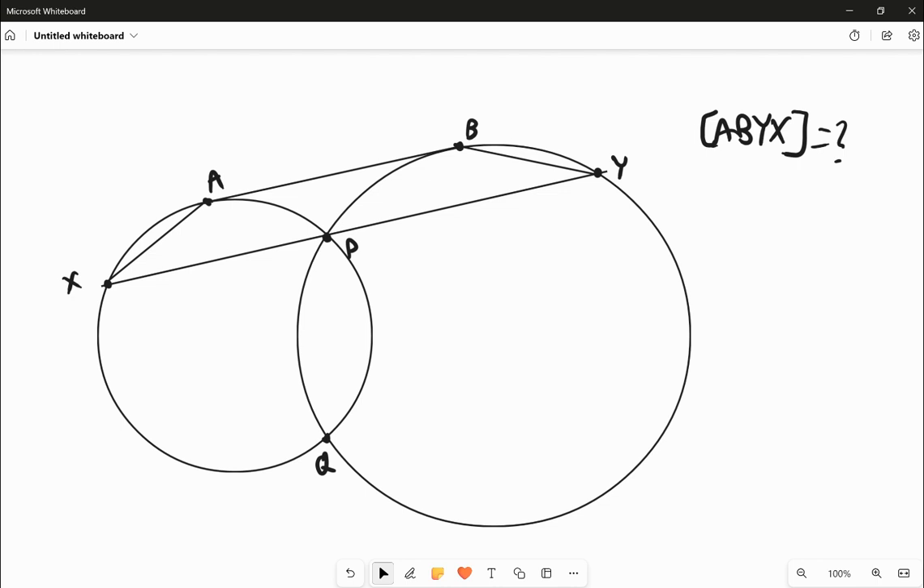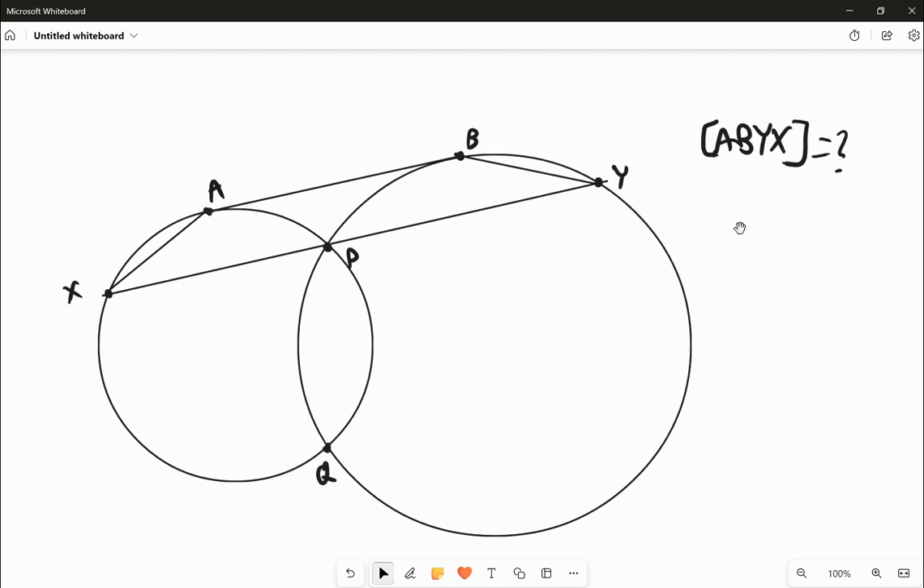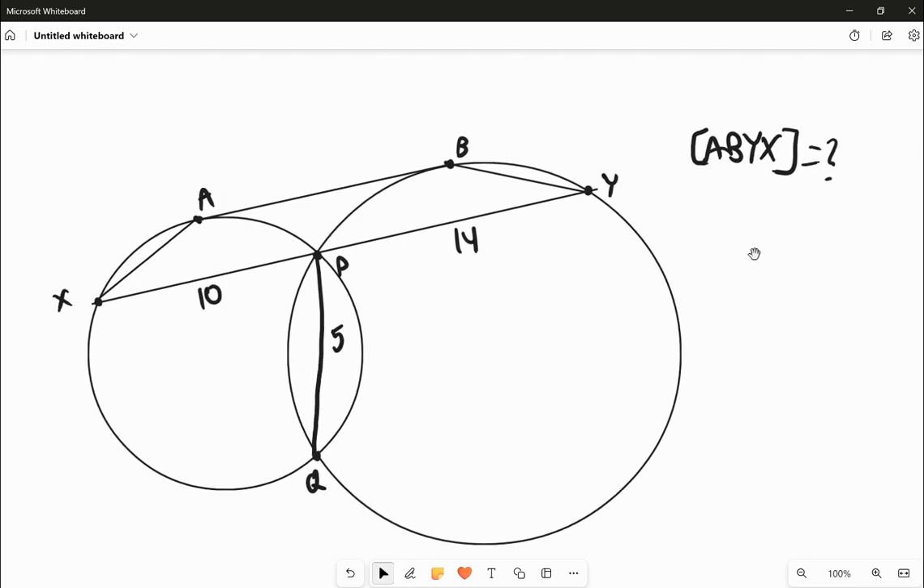So how can we get started on this problem? We're given that XP equals 10, PY equals 4, and PQ equals 5. To get started, we notice that we have these parallel lines and the tangents, and that would immediately imply that XA equals AP and PB equals BY. So these lengths are equal.